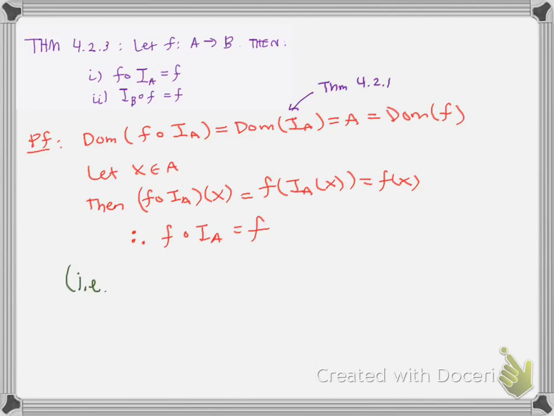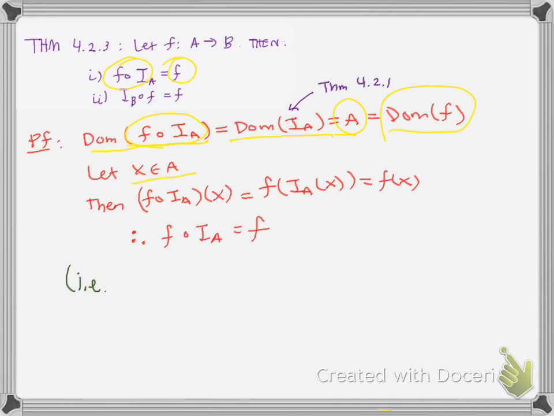Okay, so let's look at this. One thing that we have is that the domain of f composed with I sub A, we just showed in theorem 4.2.1, equals the domain of I sub A. Well, the domain of I sub A, since it's the identity mapping itself to itself, is just equal to A. Well, that's the same as the domain of f. So we just showed the domain of the left-hand side is equal to the domain of the right-hand side. Well, the next thing is to show that their outputs are the same. And that's actually easy to show too.